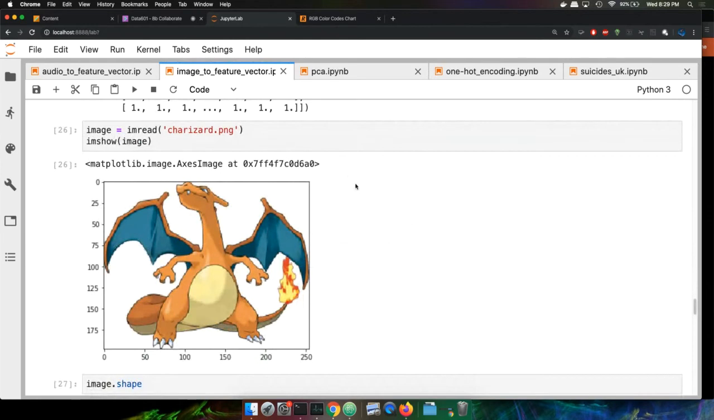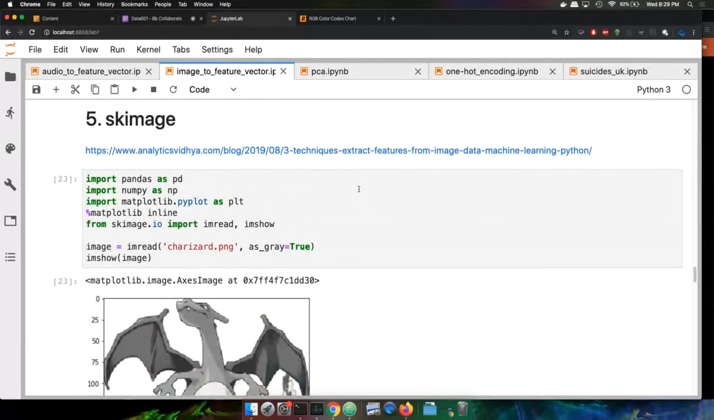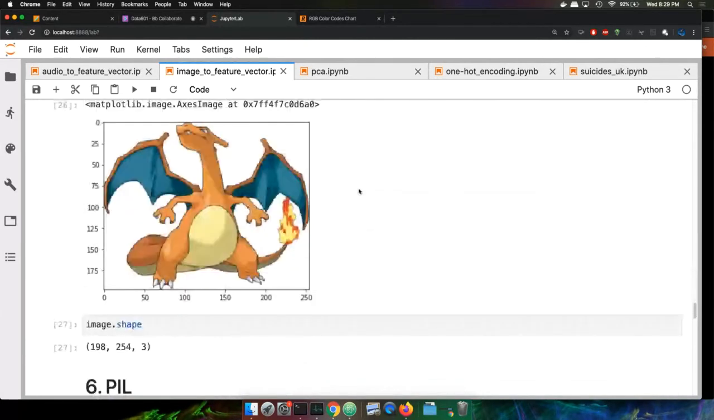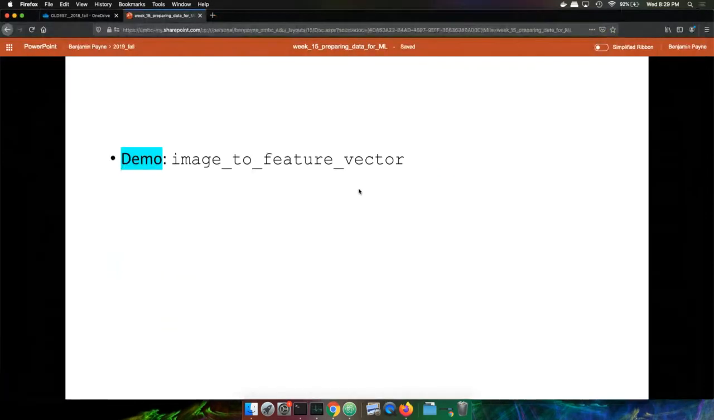All right. The rest of this notebook is a bunch of other libraries that basically do the same thing. So this is a super common task. I think SKImage and the other one is PIL. So other images, same image with different libraries. Okay, so that notebook is in.